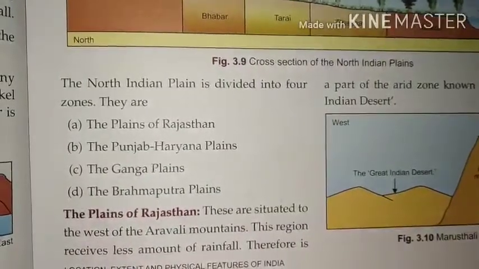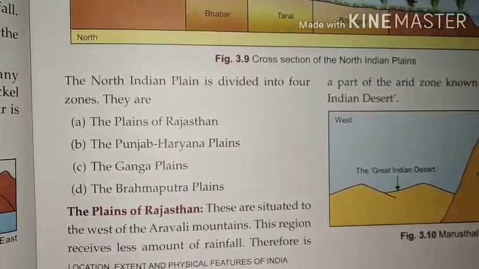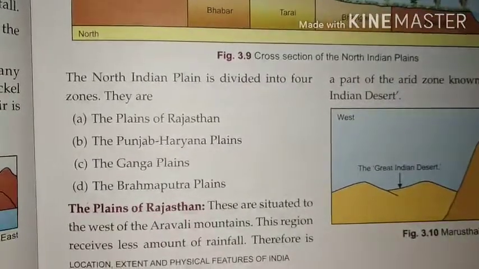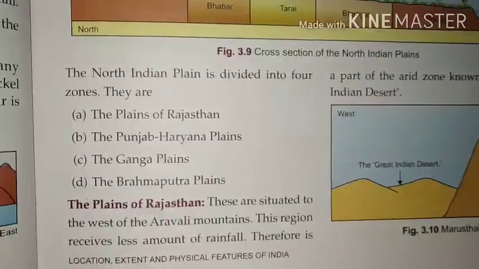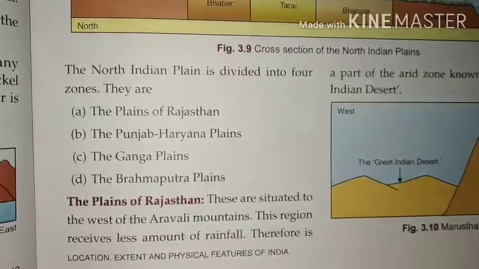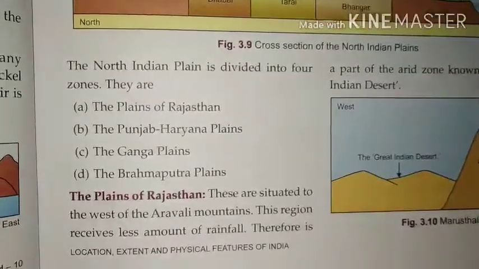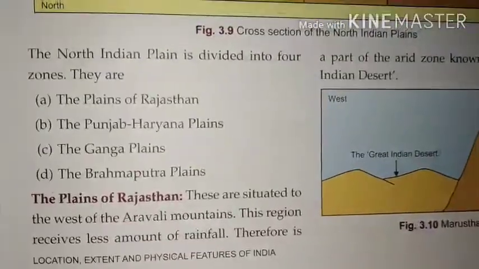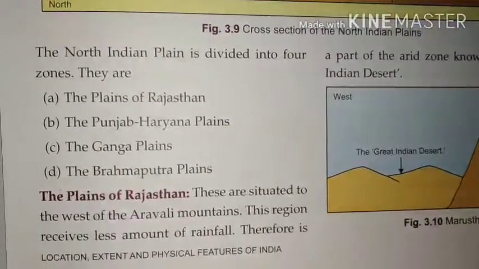The North Indian plain is divided into 4 zones. They are the plains of Rajasthan, second one is the Punjab Haryana plains, third one is the Ganga Plains, and the fourth one is the Brahmaputra Plains. So one by one we will read. The first one is the plains of Rajasthan.